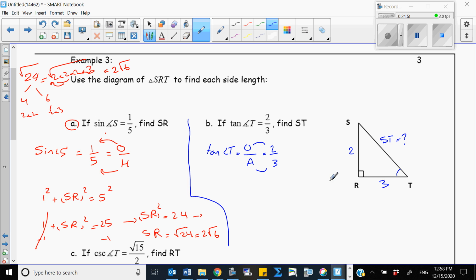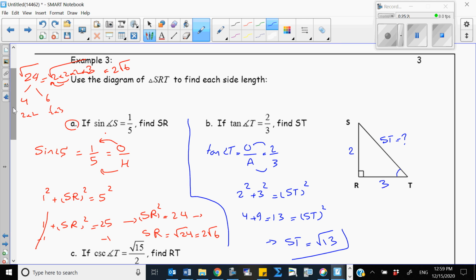Again, use Pythagorean theorem. Sum of the squares of the other two sides. 2 squared plus 3 squared is equal to the square of the hypotenuse. 4 plus 9, which is 13, is equal to st squared. And from here, st will be equal to square root of 13, and this cannot be simplified anymore.